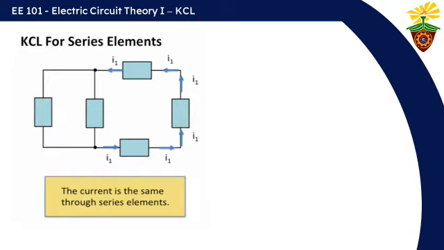Now in this particular case, these elements are in series. So the current right here, that's entering the component, has to be the same one that's leaving the component, and the same with right here. So all of these elements are actually in series with one another, because they share the same current. So, the current is the same through series elements.